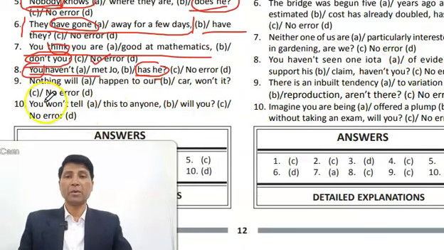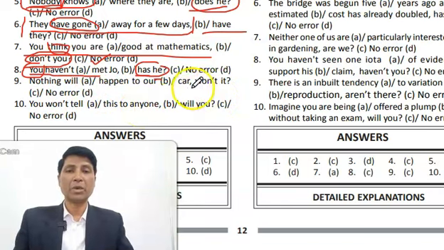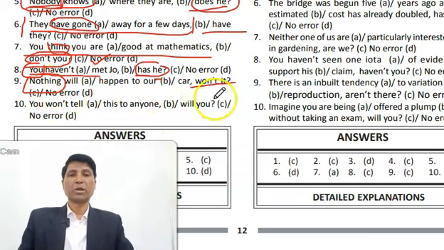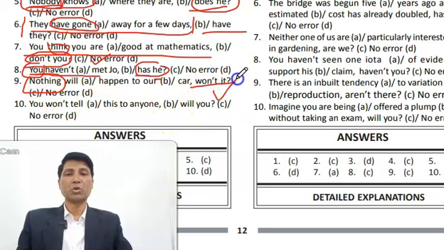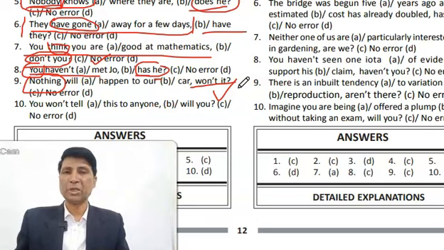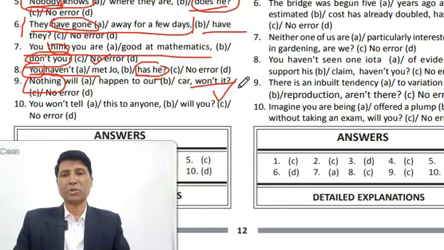Question number 9 reads, nothing will happen to our car, won't it? So here the question tag is wrong. Why is it wrong? Because the subject of the main statement nothing is a negative word. So it should be will it. The tag should be positive. So in the previous class we have studied that if the main statement is positive, then the tag should be negative, and if the main statement is negative, the tag should be positive. Moving on to question number 10.